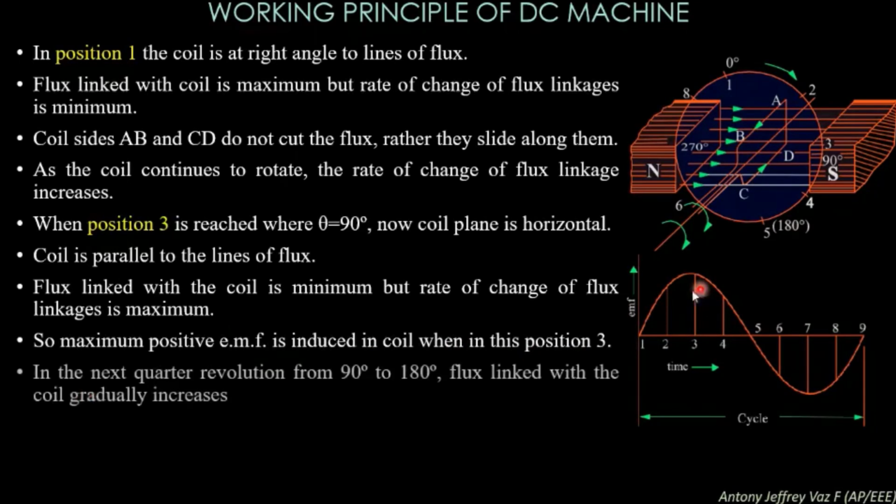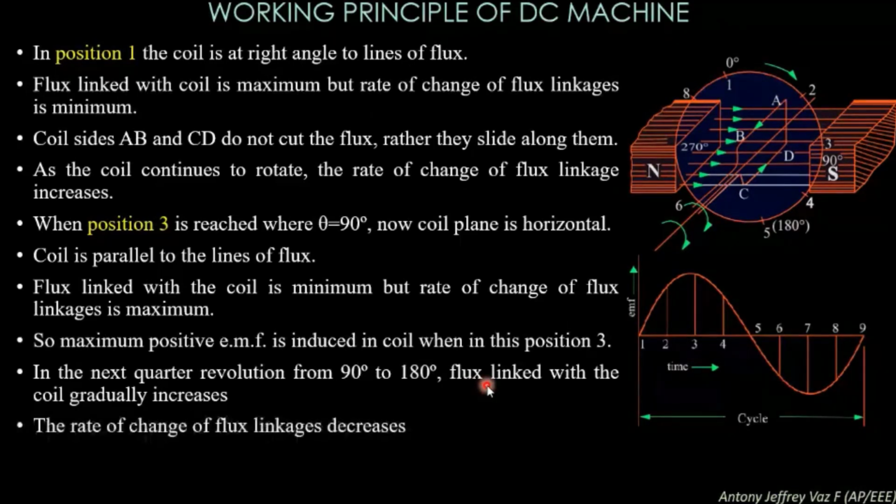Okay. In the next quarter revolution from 90 degrees to 180 degrees, flux linked with the coil gradually increases. Here you can see from 90 degrees to 180 degrees, the flux linkage, that is from 3 to 5. From third position to fifth position, what happens here is the flux linked with the coil gradually increases, but the rate of change of flux linkage decreases.